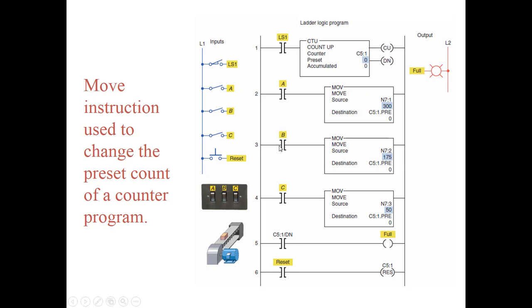If we click B, let's say we got an order where we only want 175 parts in the box, so we would activate B, and it would move 175, and then the conveyor would put 175 parts in. Or C, if we only had an order for 50, we would put 50 into the preset, and now we have a 50 count counter. So depending on what the customer ordered, A 300, B 175, C 50, we could have something that counted the number of parts when it hit the limit switch, and then we'd get a full light.